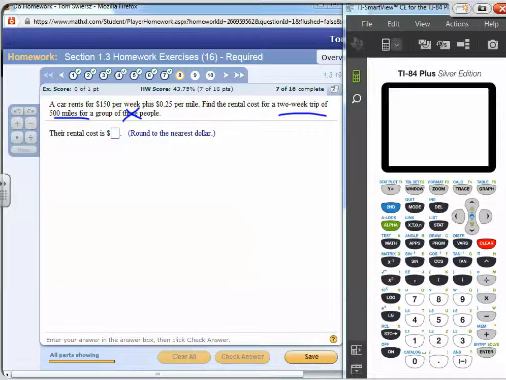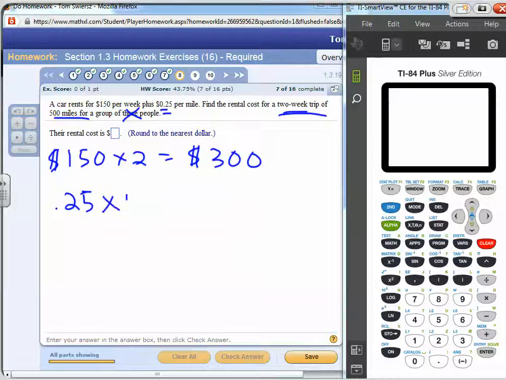Now, it's 150 per week, right? 150 per week, okay, times the number of weeks. It's a 2-week trip, right? So times 2 weeks, so it will be a total of $300 in terms of just the fixed costs of 150 per week. Now, 25 cents per mile, so then we've got to take 0.25 times 500 miles to get the cost per miles, and then we'll add those two together.